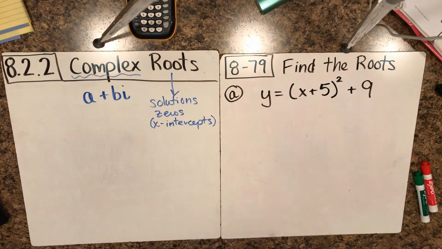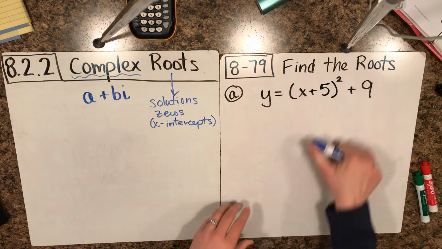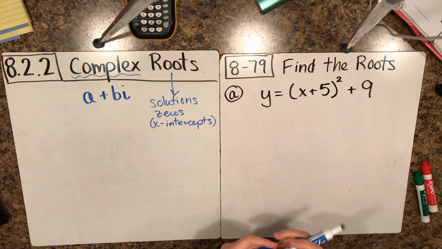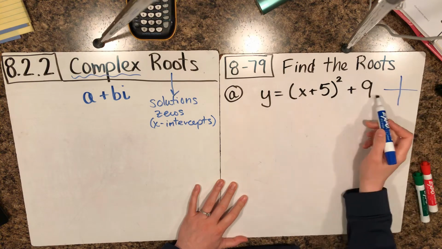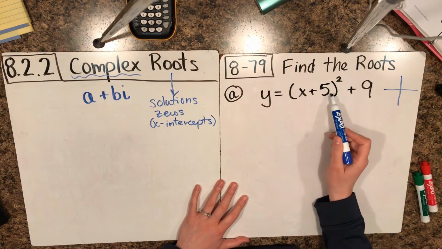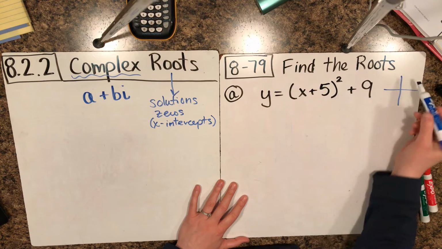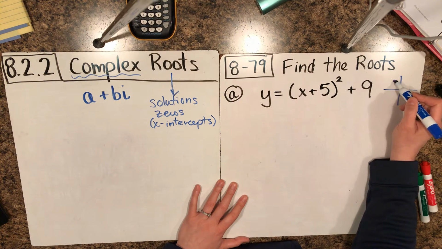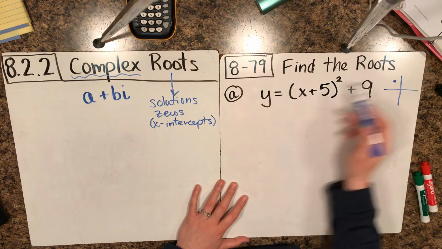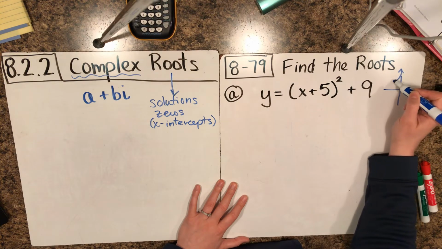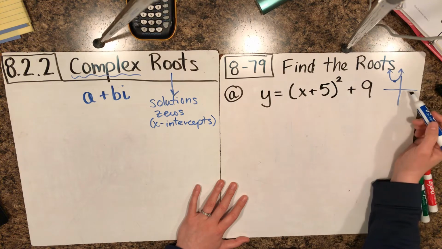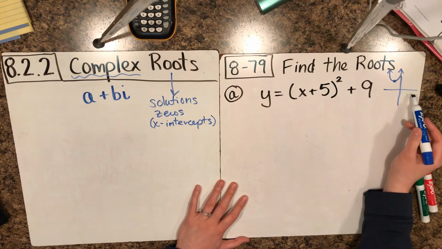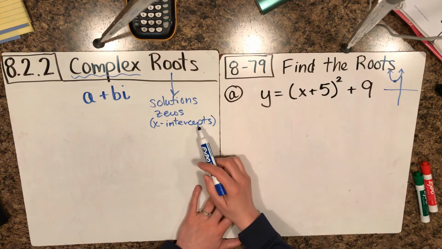It says find the roots of y equals (x plus 5) squared plus 9. And really quickly, I'm just going to sketch to the side. This is in graphing form or vertex form, so I know that the vertex is (-5, 9). I'm just sketching. It has a positive orientation, so I know it's going to open upwards. And of course, it's squared, so it's a parabola. So we can see that this graph is never going to cross the x-axis. So it doesn't have any x-intercepts.